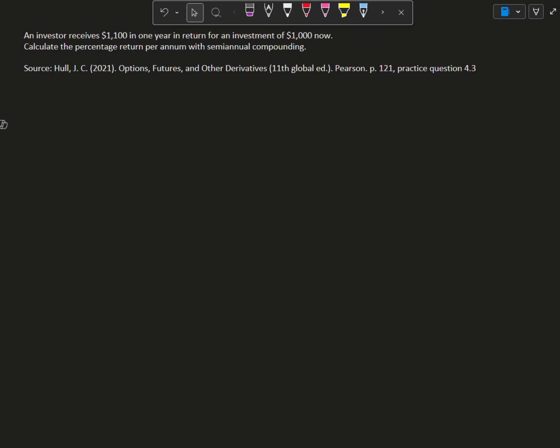An investor received $1,100 in 1 year in return for an investment of $1,000 now, and we're asked to calculate the percentage return per annum with semi-annual compounding. This comes from the Hull textbook.